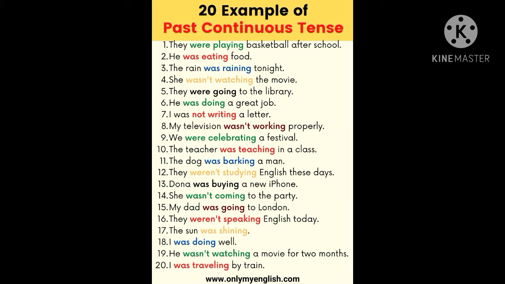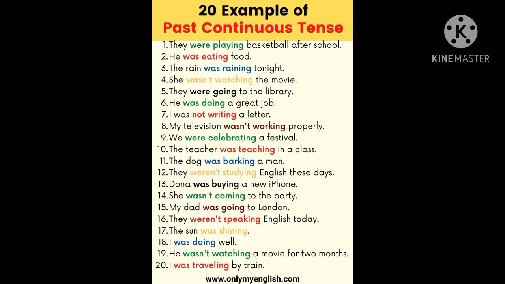She wasn't watching the movie. That is a negative sentence over there. So was not will change into wasn't. You can also say that she was watching the movie. They were going to the library. He was doing a great job. I was not writing a letter. My television wasn't working properly. You can find wherever there is singular subject. My television, again singular subject. He, she, all singular subject, so it is was. They, plural subject, so it is were.